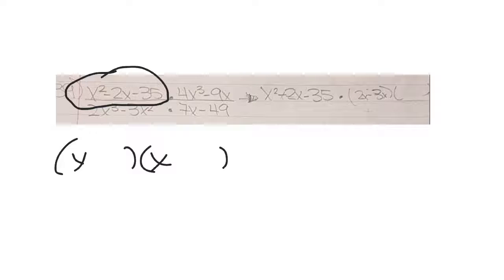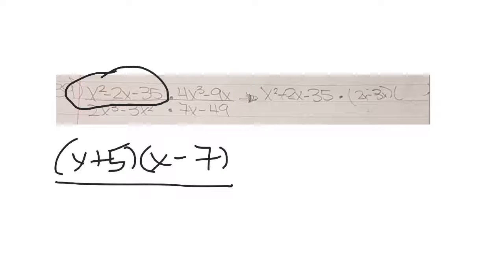So things that multiply to 35 have a difference of 2: 5 and 7 probably. So a minus 7 and a plus 5. Then on the bottom, I've got 2x cubed minus 3x squared. I could factor a common x squared out, and I'd be left with 2x minus 3.